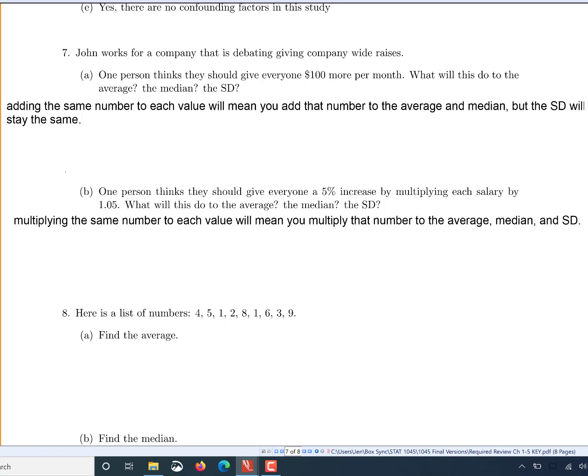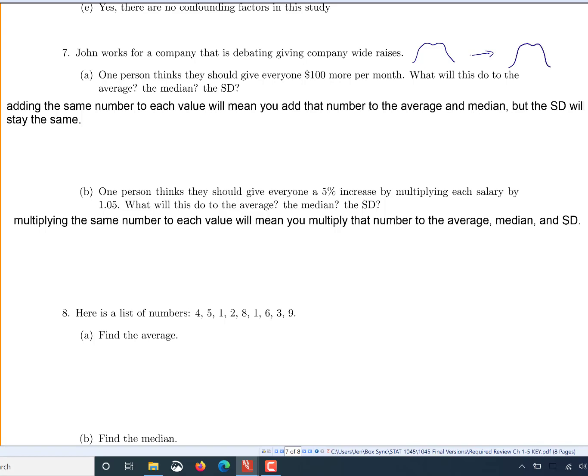But the SD will stay the same, because basically if you had a histogram, and I don't know what it looks like, maybe something like this, and you add $100, it basically just shifts it all over. Nothing changes in the distribution, it just shifts it over. And so the standard deviation doesn't change, it doesn't get more spread out. Except it kind of looks like it did.